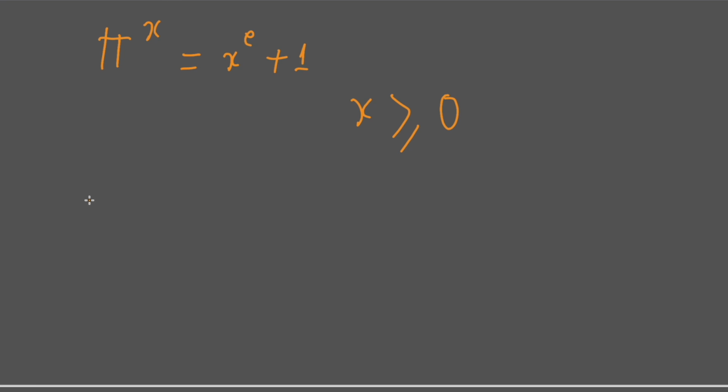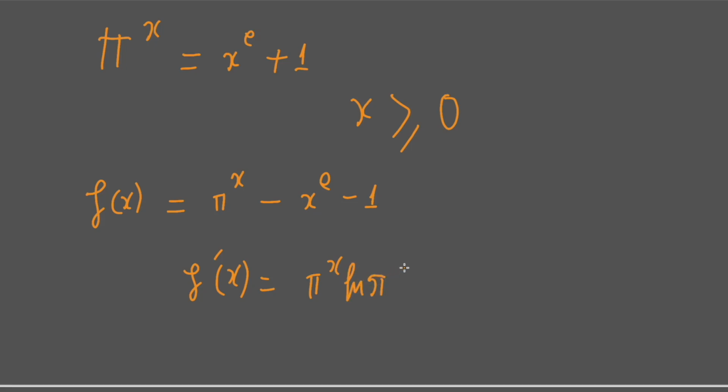To solve this kind of problem, we have to use the method of proving the decreasing and increasing property of a function. In this case, we put f(x) equal to pi power of x minus x power of e minus 1. Then the derivative of f(x) will be pi power of x multiplied by ln pi minus e multiplied by x power of e minus 1.